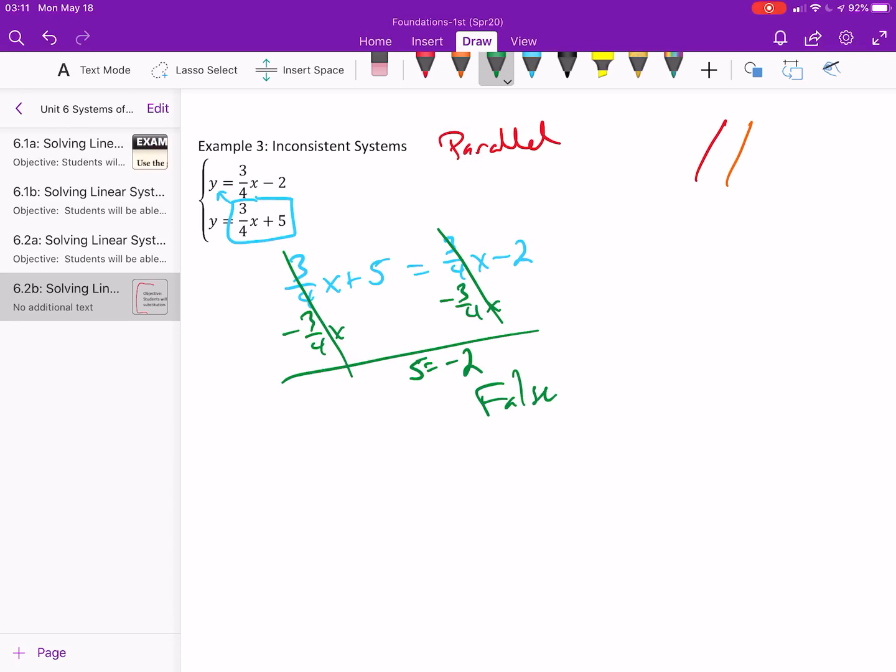And just like when we did it with one variable problems, if I get a false statement, the answer is always no solution. And that's true for what is the solution. That's true for how many solutions, right? Because what is the solution? There is no solution. And how many solutions are there? There are no solutions. 0. There are no solutions, right? And so that's it with this section.